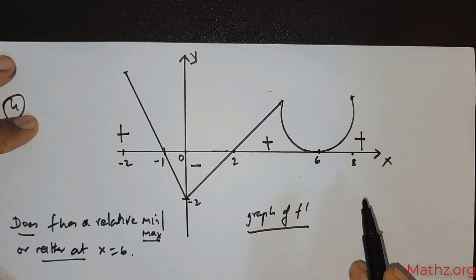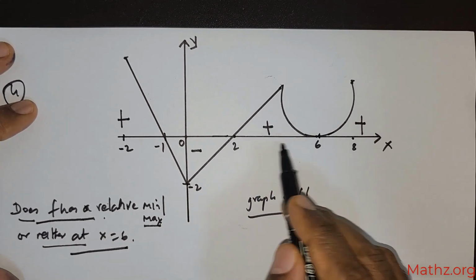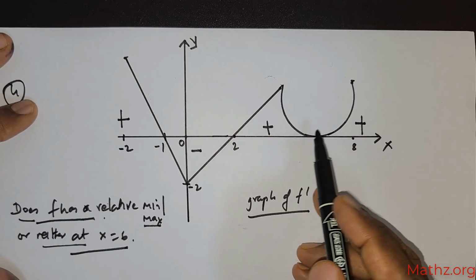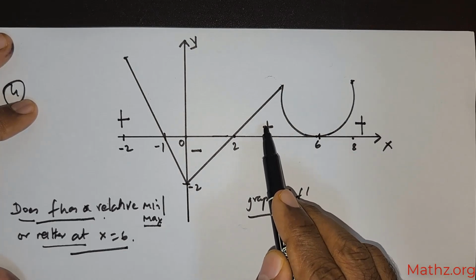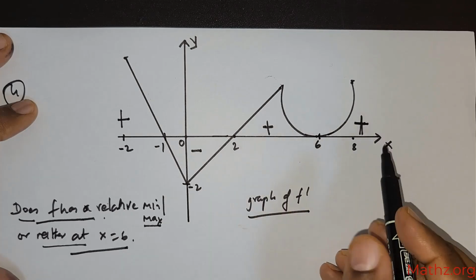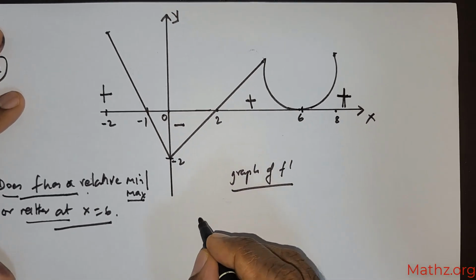Now the requirement is we need to find if the function f has a relative minimum or relative maximum or neither at x is equal to 6. So see, at this particular point x is equal to 6, we check if there is a sign change. Now clearly you see that there is a positive on the left hand side and there is a positive also on the right hand side. So there isn't any sign change. So clearly you can state that reason.